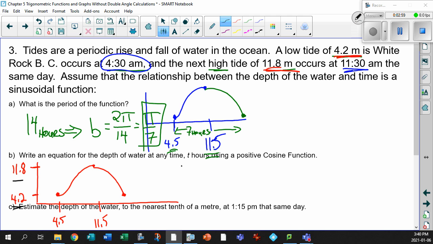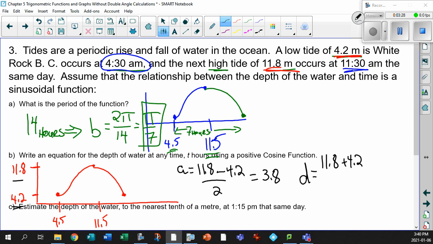All right. So find the A. The A, of course, you subtract those. Max minus the min over 2 works out to be, I got 3.8. There's your A value. So there's your amplitude, right? Find me the D value. The D value then, of course, is 11.8 plus 4.2 divided by 2. So my D value works out to be 16 divided by 2, which works out to be 8.